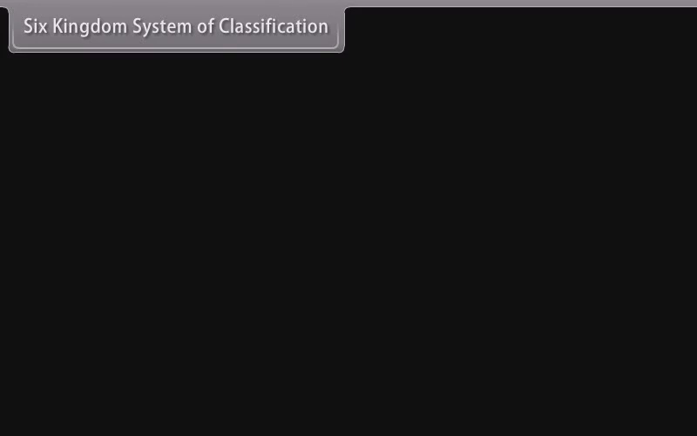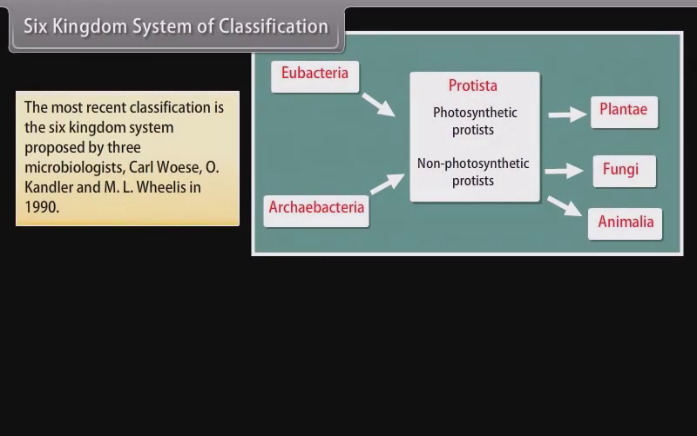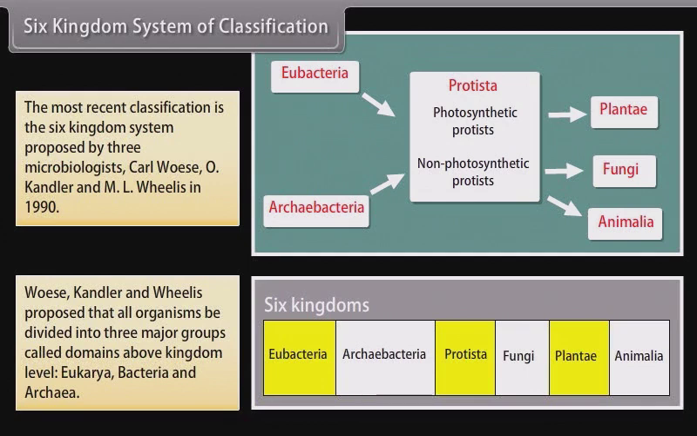Six-kingdom system of classification. The most recent classification is the six-kingdom system proposed by three microbiologists, Carl Woese, O. Kandler, and Mark Wheelis in 1990. Woese, Kandler, and Wheelis proposed that all organisms be divided into three major groups called domains above kingdom level, Eukarya, Bacteria, and Archaea.